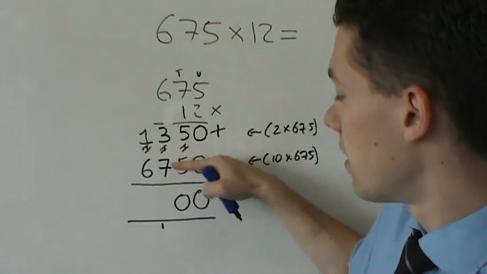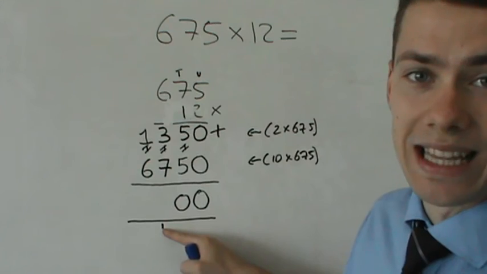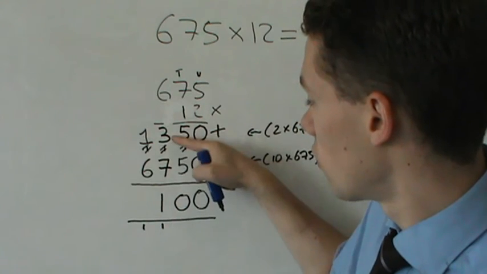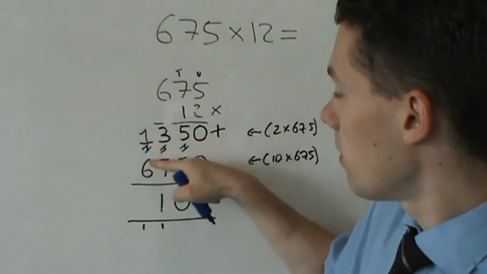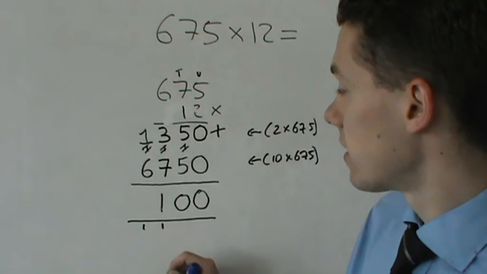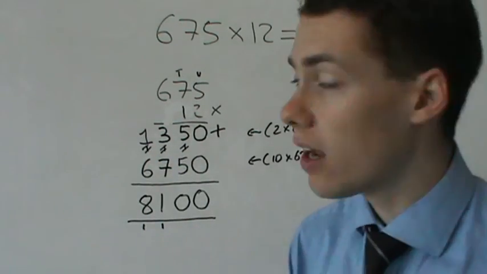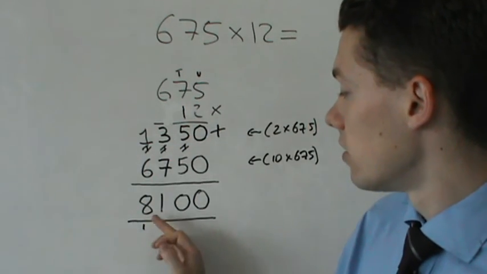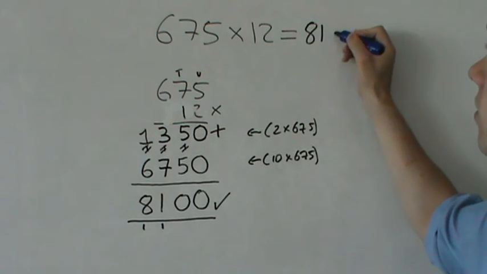Next I've got 3 plus 7 plus 1. 3 plus 7 is 10. 10 plus 1 is 11. So I put my 1 for my 11 down there, and again I carry my 10s. Finally, I've got 1 plus 6 plus 1. 1 plus 6 is 7. And 7 plus 1 is 8. So I've got my 8 there. So my final answer for this question, 675 times 12, is 8,100. I can write that above here as well. 8,100.